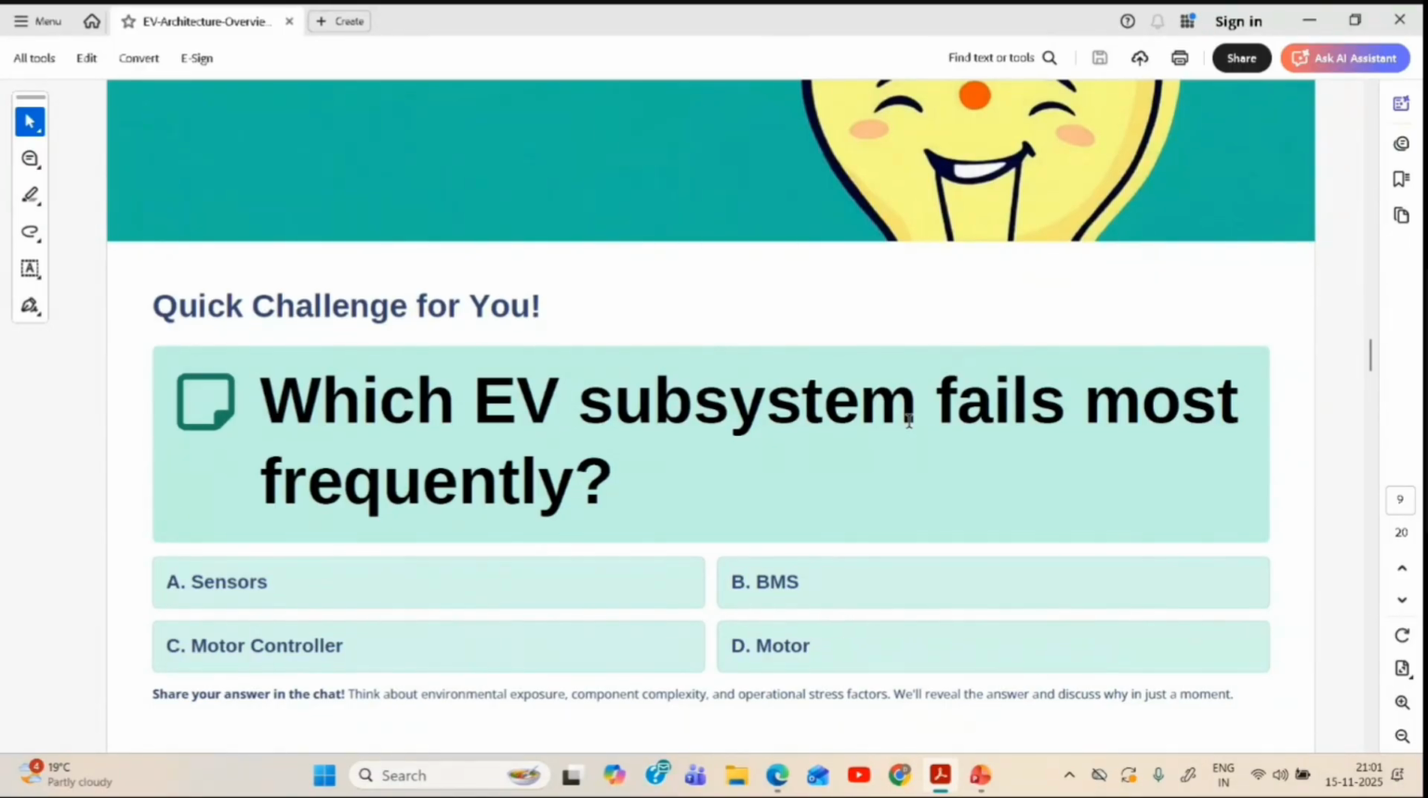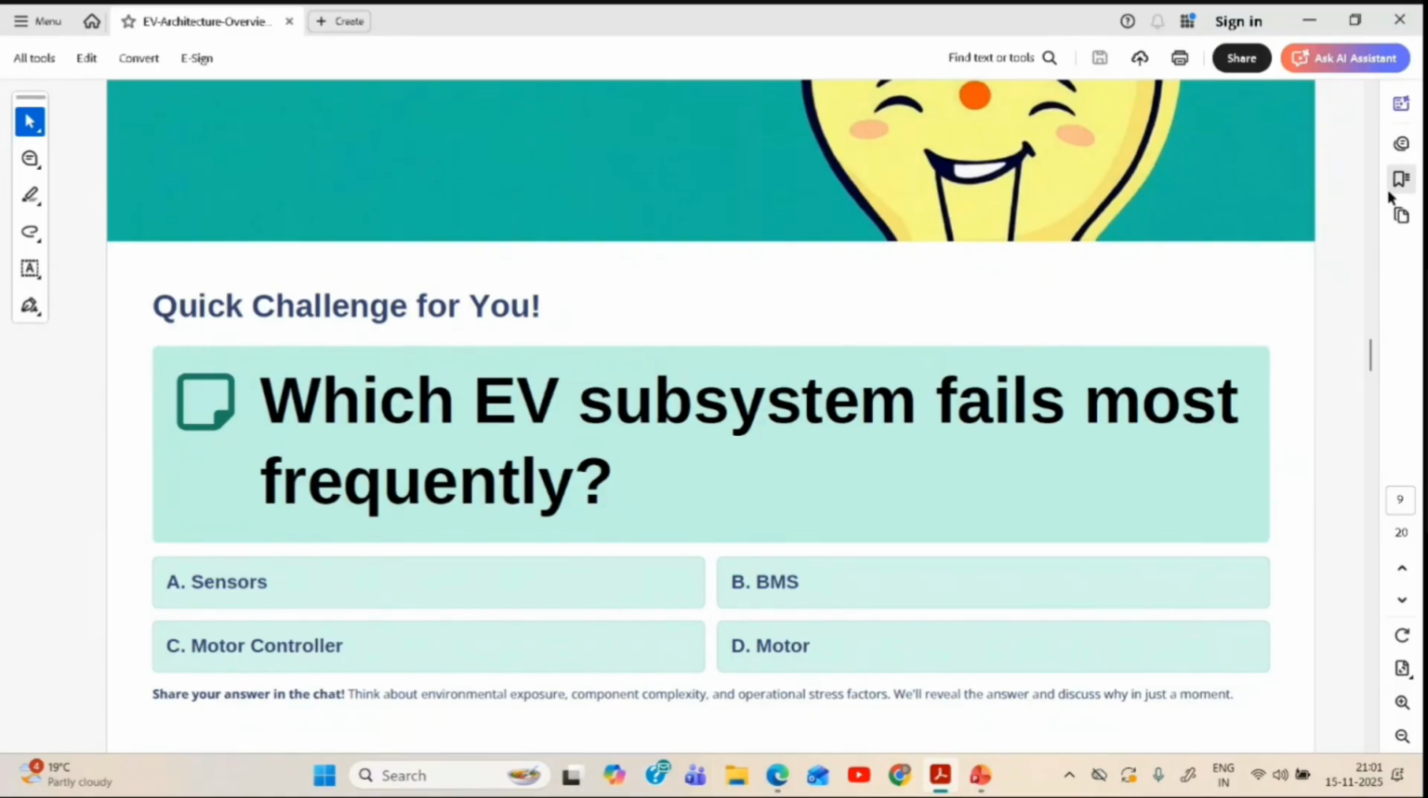Now see, these questions we have taken because these things right now also we are witnessing. When you are talking with many of those who are in repair and maintenance, they have said all this. If you look here at sensors, BMS, motor, and motor controller, the answer is which one? Anyone?